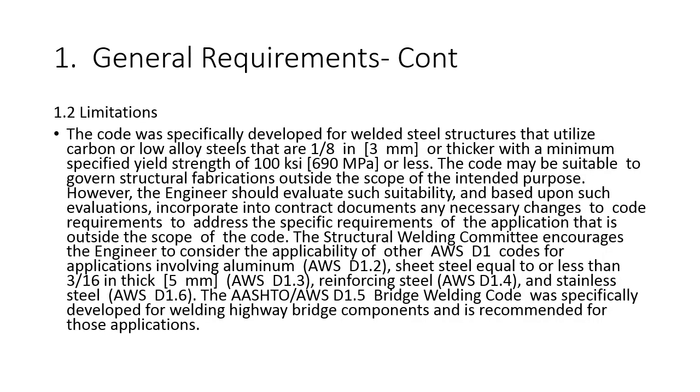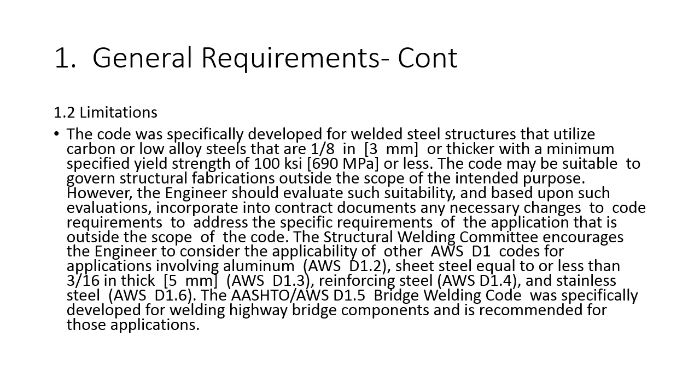The code was specifically developed for welded steel structures that utilize carbon or low alloy steels that are 1/8 of an inch or thicker with a minimum specified yield strength of 100 KSI or less. The code may be suitable to govern structural fabrications outside the scope of the intended purpose. However, the engineer should evaluate such suitability and, based upon such evaluations, incorporate into contract documents any necessary changes to code requirements to address the specific requirements of the application that is outside the scope of the code.